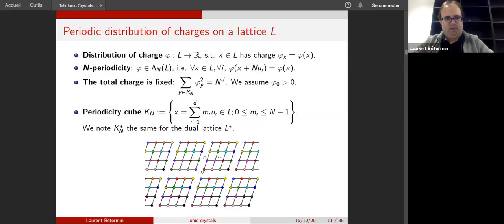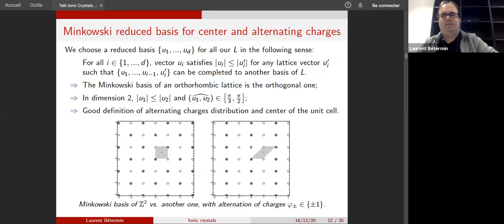Okay. And I will write Kn star, so the periodicity cube star, for the same cube but in the dual lattice. So I have the lattice, and then I compute the dual, and then I have a new Kn, and that's Kn star. Of course, to define that, I have to choose my basis in a certain way because, as you will see, you can get things that are completely different. So you have to choose a Minkowski reduced basis, for example in dimension 2, that allows us to write everything in the fundamental domain of lattices.